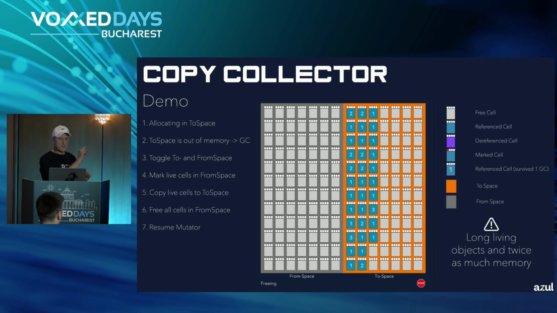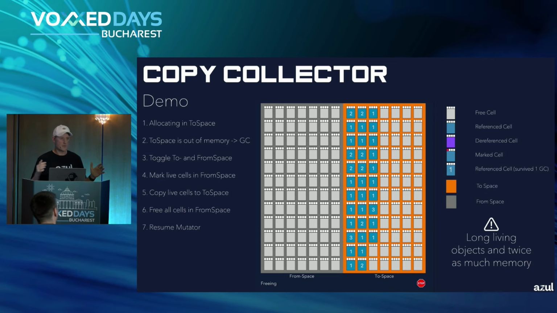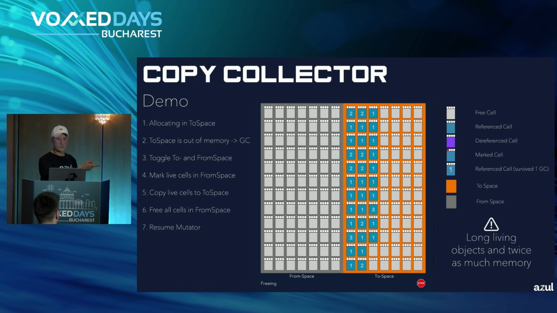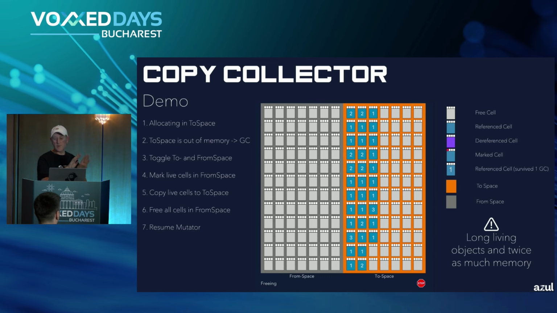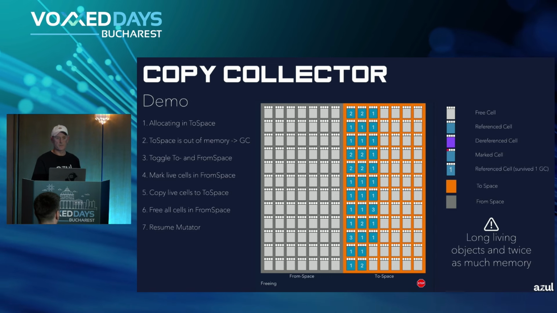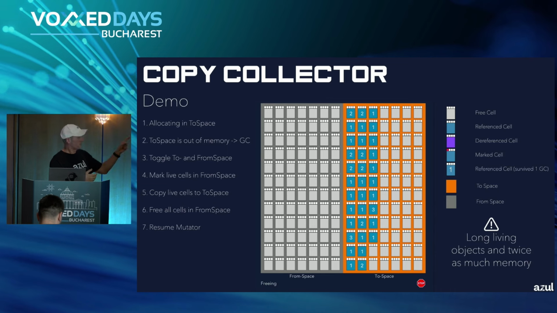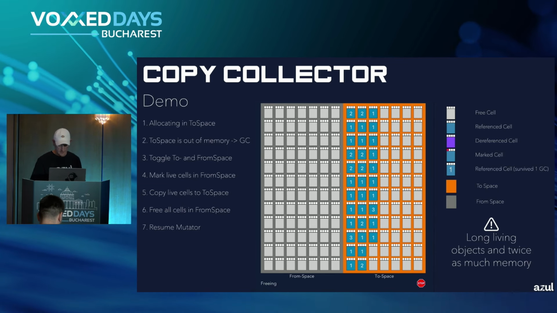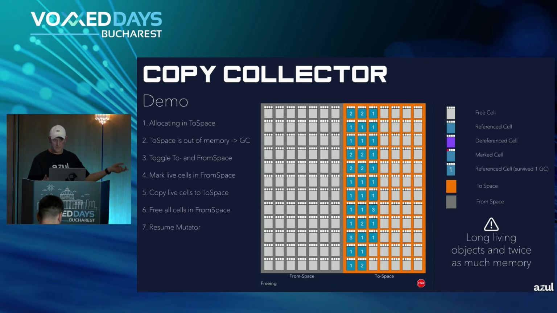If we have objects that live for a long time, let's say the whole lifespan of your application, then you have to copy this object every time, right? With every garbage collection cycle, and that's a lot. And the other one is we need twice the amount of space for this garbage collector, because if we have a heap of 1 gigabyte, then we need 2 gigabytes here, right? This is the drawback. It comes with the advantage of automatic compacting, and freeing is easier.